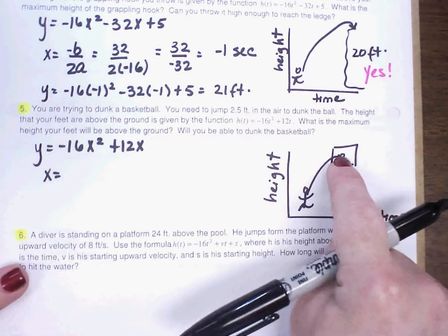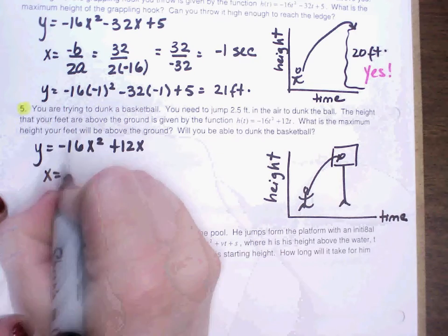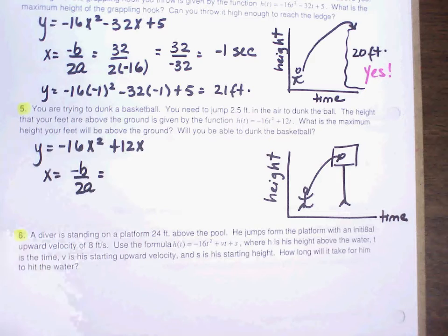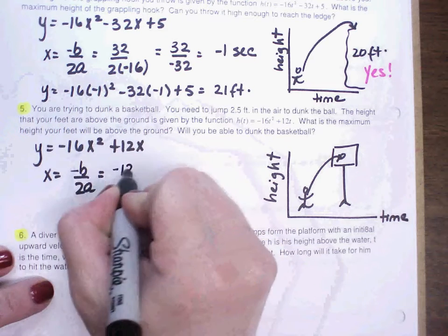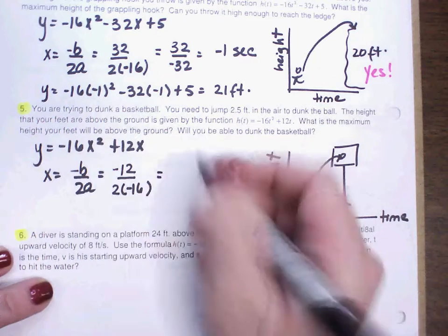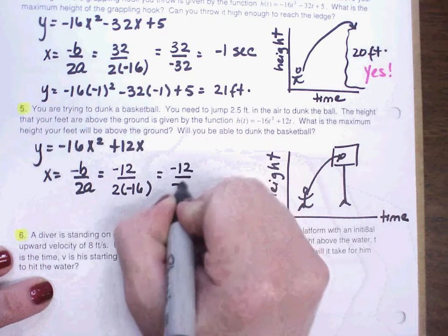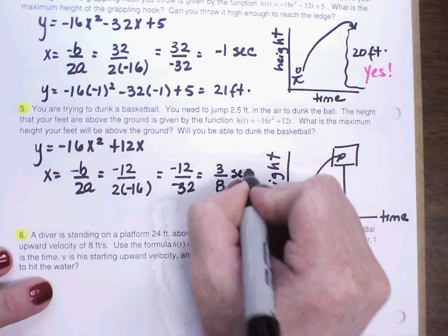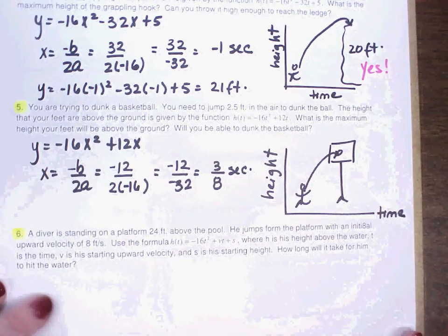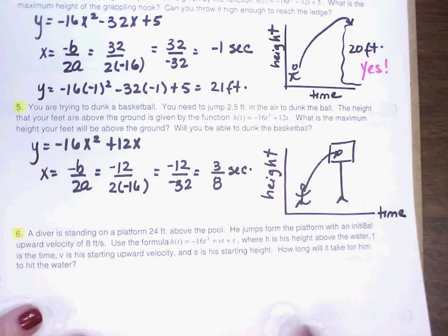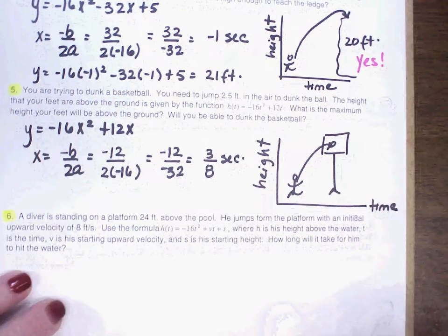So what's b? 12, and it becomes a negative because of that negative in front of it. So that would be negative 12 divided by negative 32, which I believe is 3/8 of a second. You can do it in the calculator if you want to, just to make sure that I'm correct. I just simplified, that's all I did. I used 4: 4 times 3 is 12, 4 times 8 is 32.